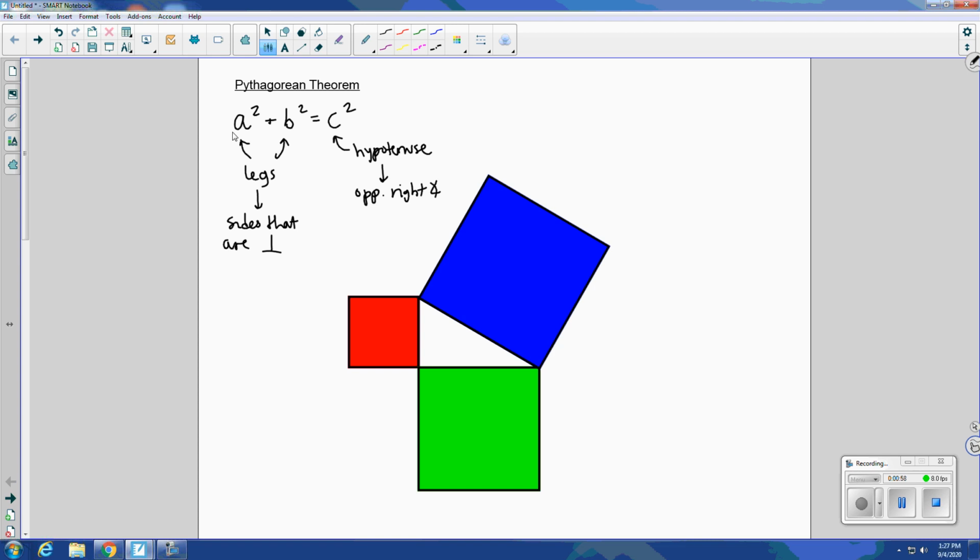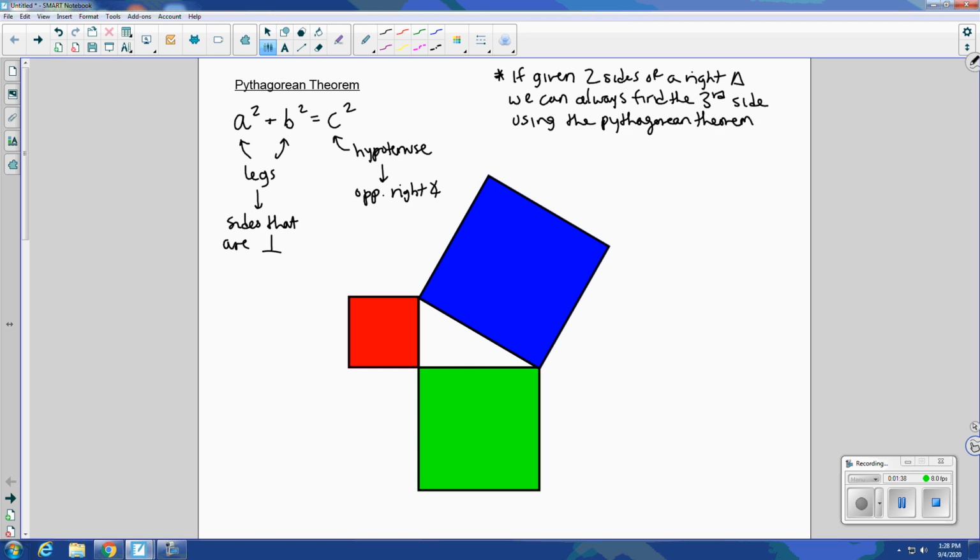Now, when is the Pythagorean theorem going to come into play? Much more often than you think. But one of its primary uses that you need to be aware of is that if we have two sides, if given two sides of a right triangle, we can always find the third side using the Pythagorean theorem. Okay, very important to know.